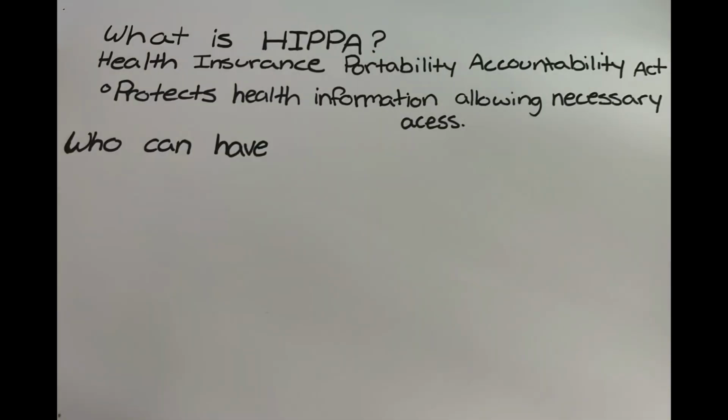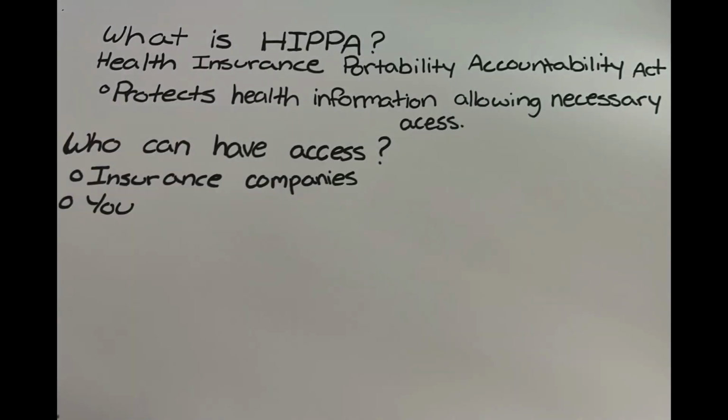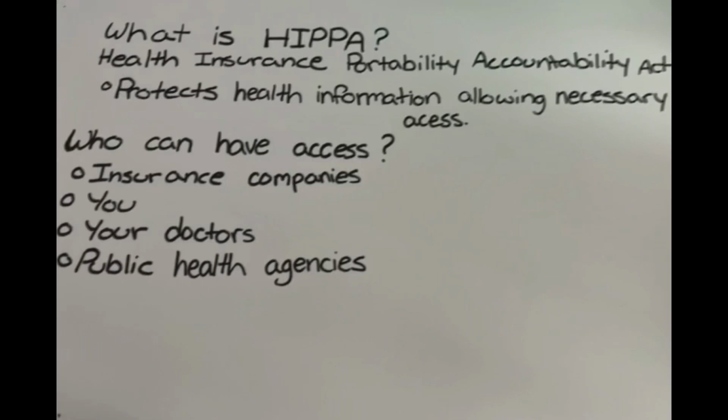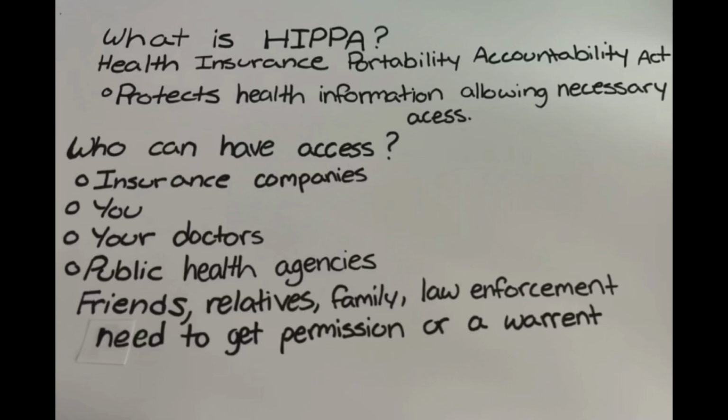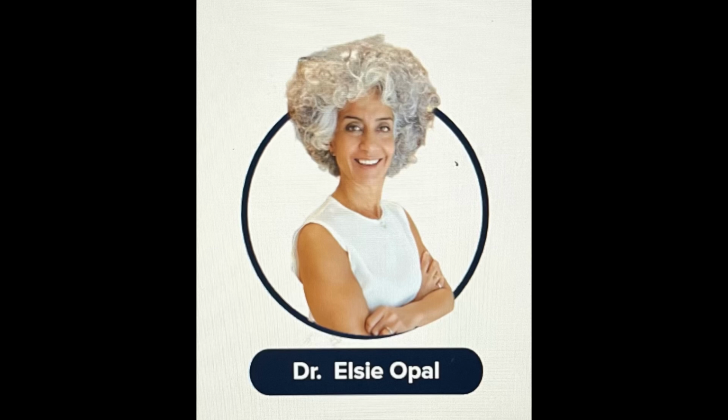But who can have access to your medical records? Well, insurance companies, you and your doctors, and public health agencies can have access to your records without any warrants or permission. But law enforcement agencies and family relatives and friends all need to give permission or get a warrant to have access to your medical records. For example, Dr. Opal refused to give up her blood, and she was allowed to because law enforcement needs a warrant to get her blood from her.